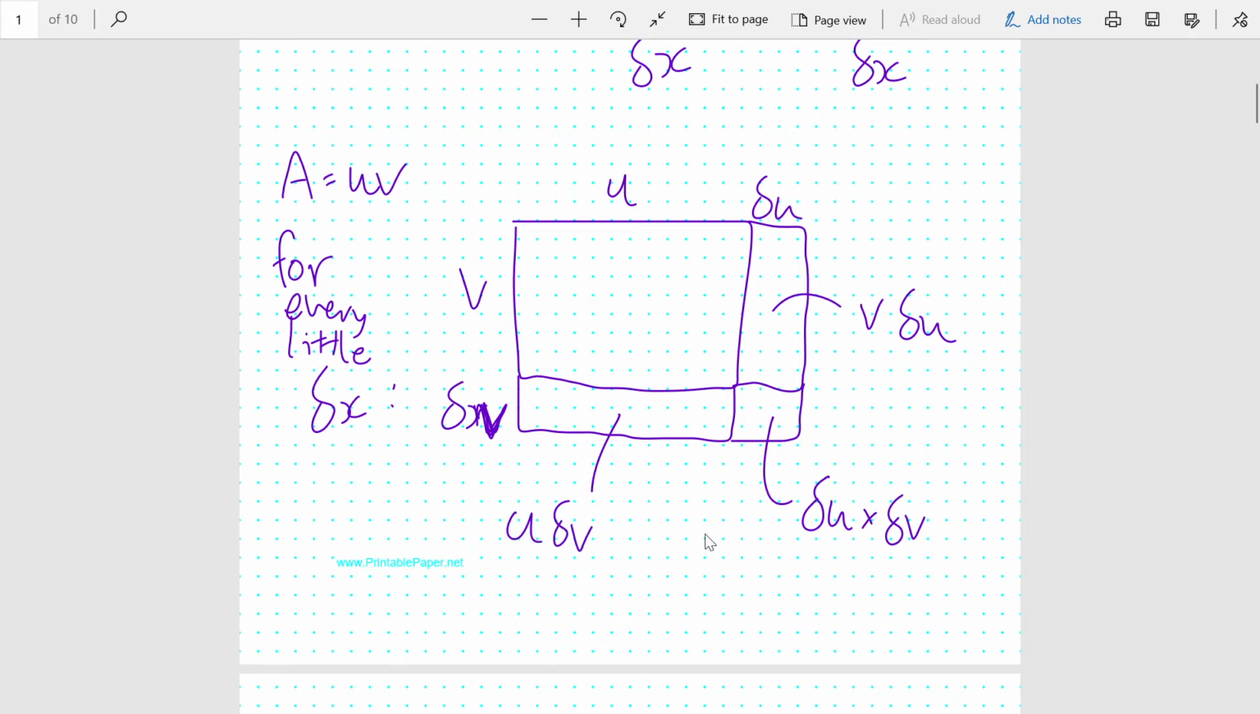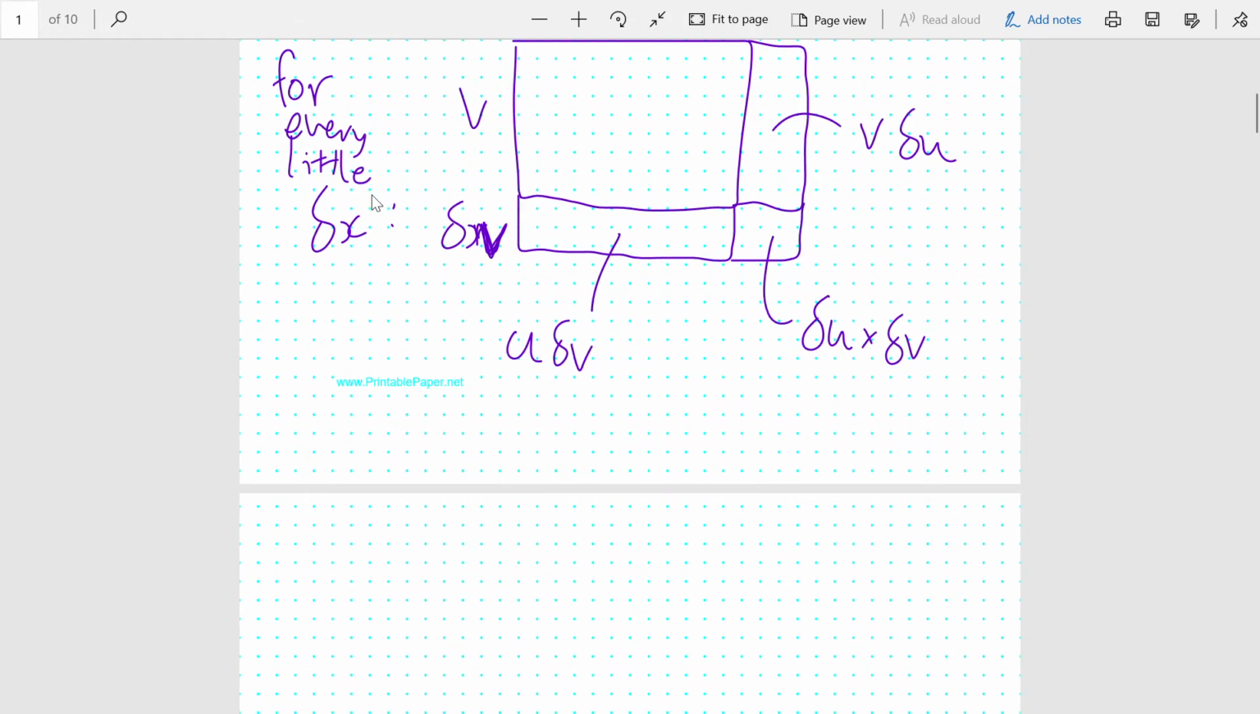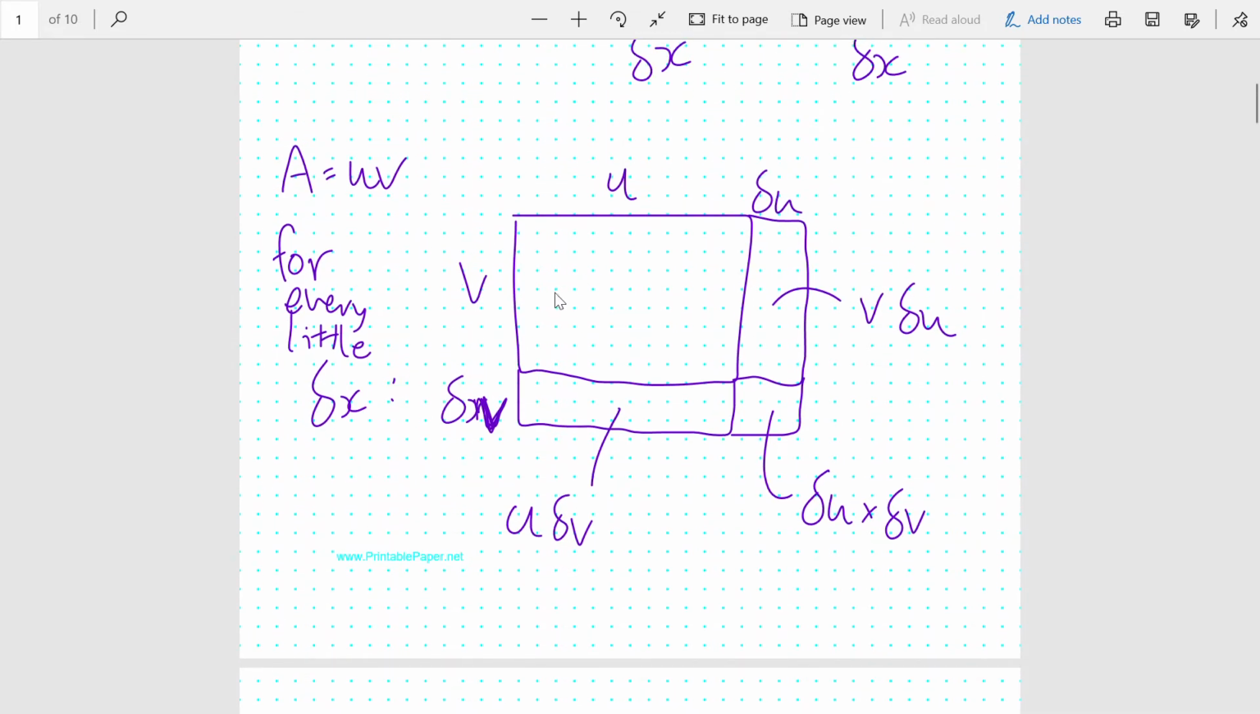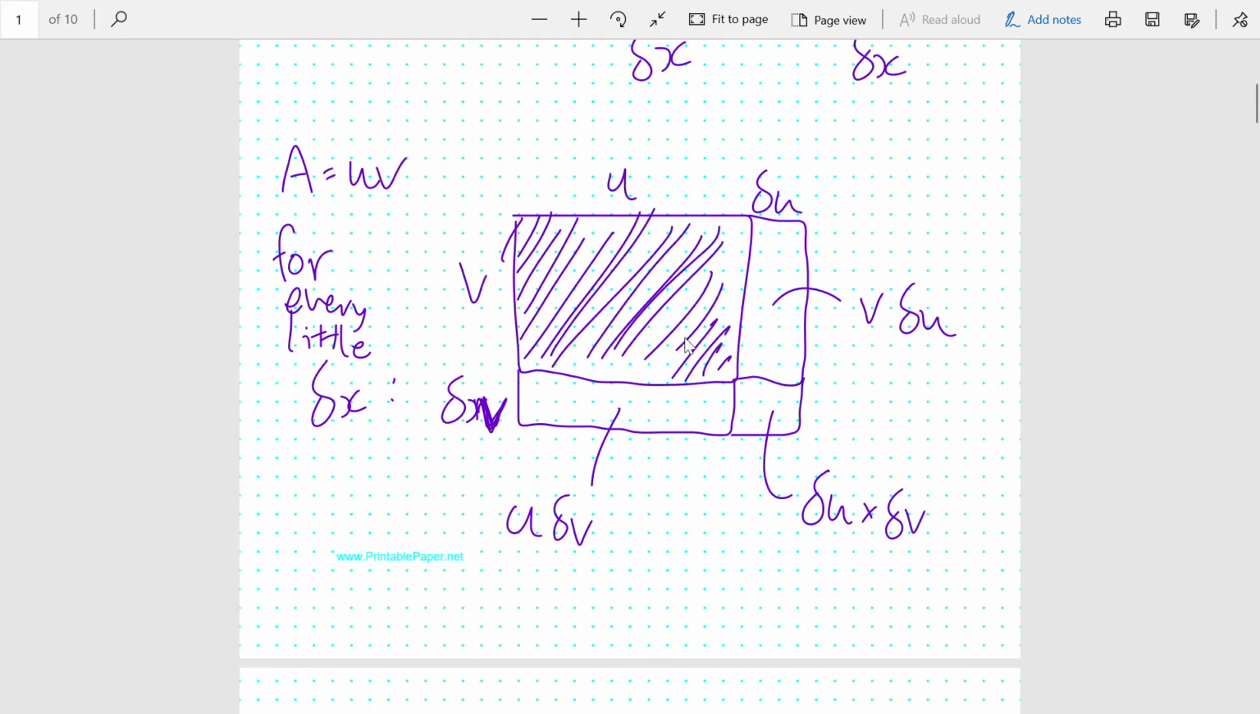And this part has an area of v multiplied by du, and this has an area of u multiplied by dv. Now, this is for every little dx. So this is our original area, the original value of uv. So when you increment the value of x by a little dx, you're incrementing the value of uv by v du plus u dv plus du times dv, which is this area that's added onto the rectangle here.